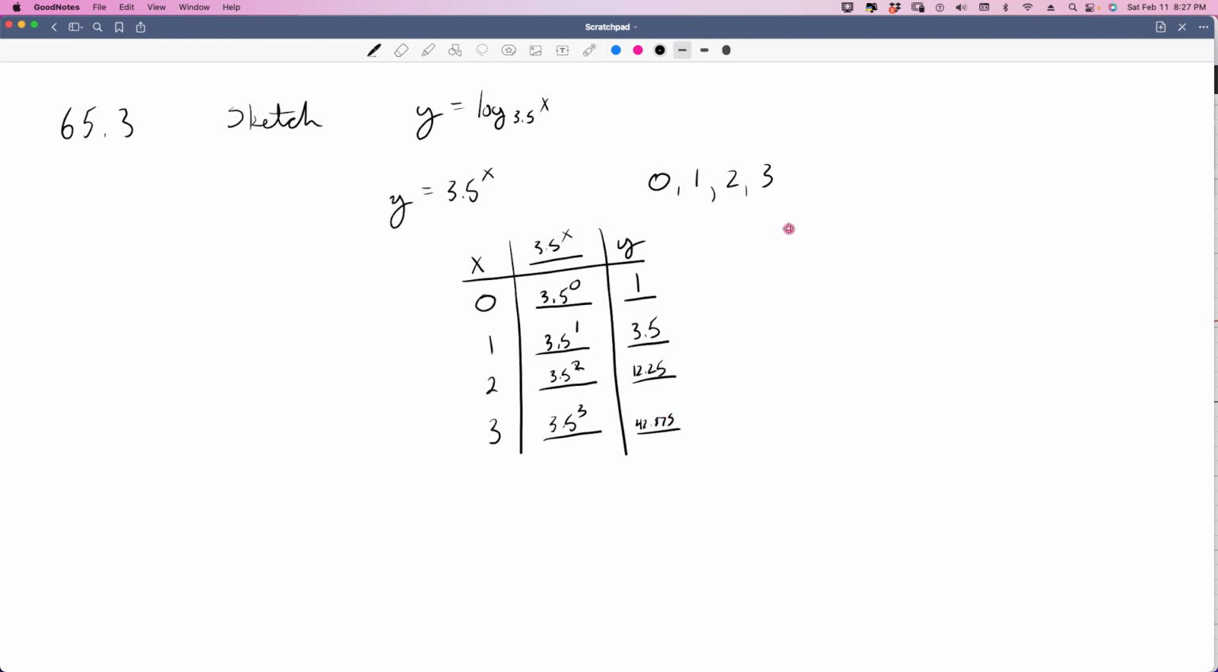So then I would say, give me the logarithmic points, the log coordinates. And I would want you to give me 1 and 0, 3.5 and 1, 12.25 and 2, and 42.875 and 3. All right, that's what we're going to do instead of trying to graph this on Jupyter, because it's extremely difficult.